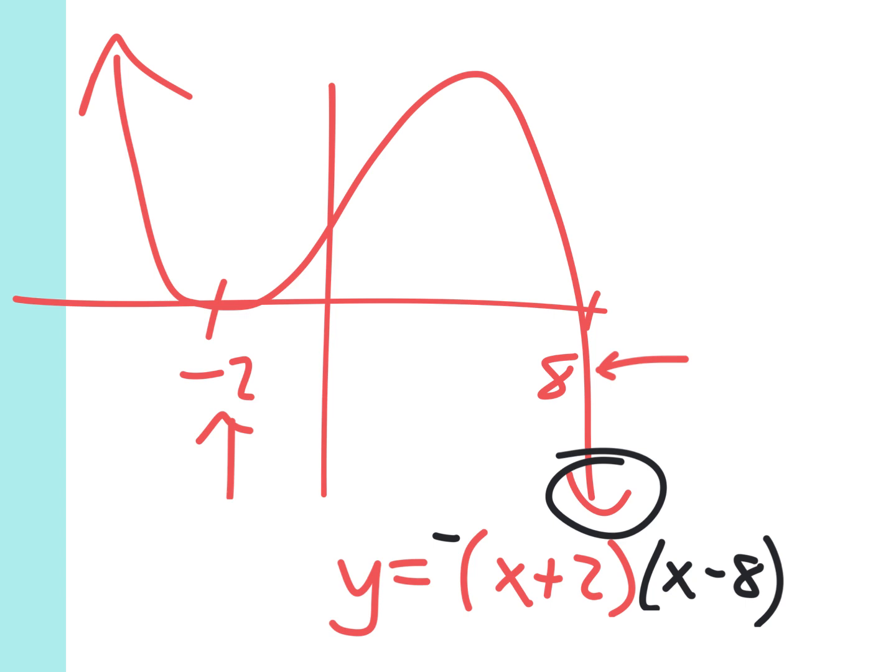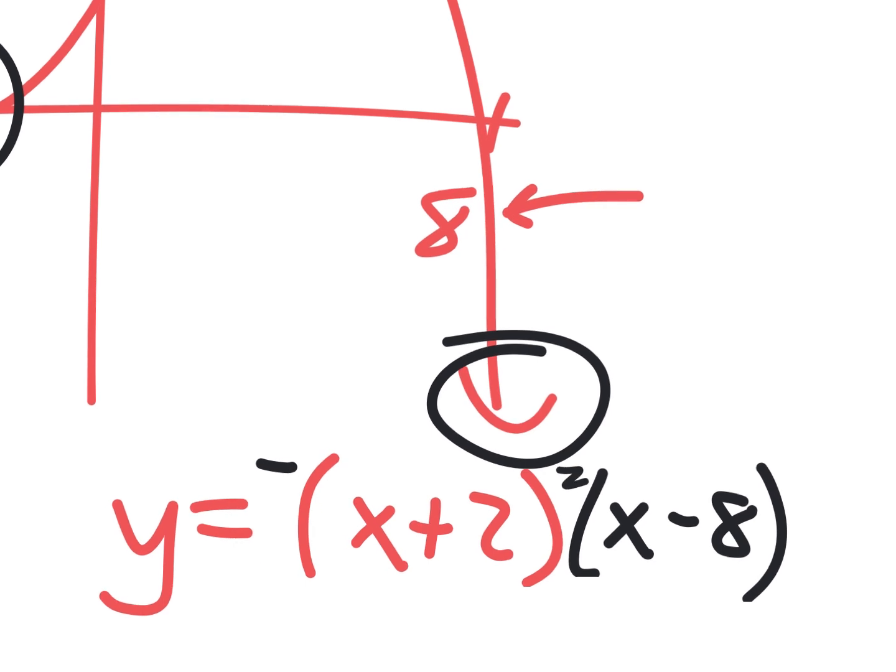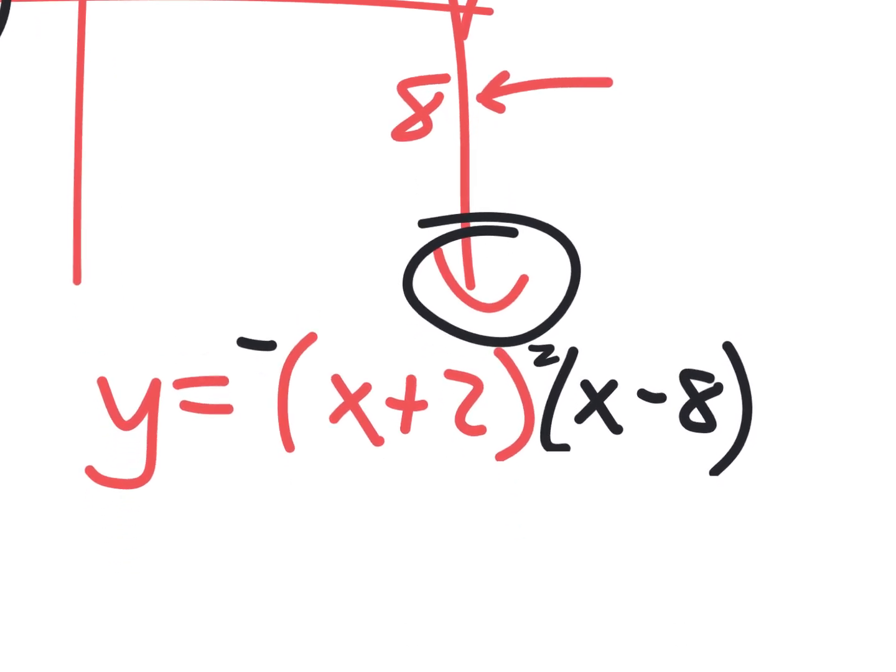Yes. You need a square. Yes, because it bounced there. It bounced there, so there has to be a squared there. Man, stuff's complicated. No, it's not that bad. You just get used to it.